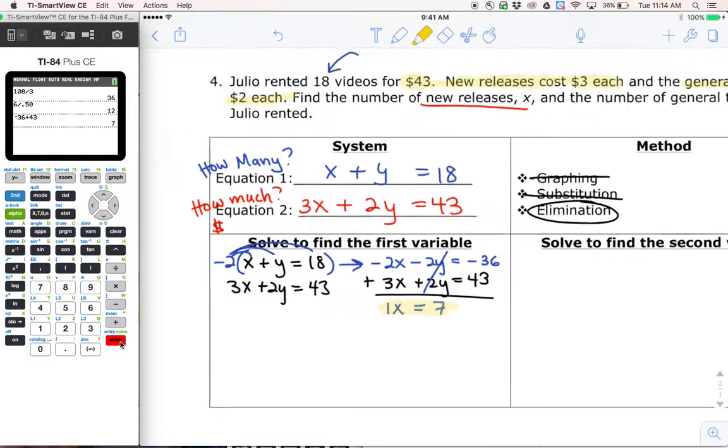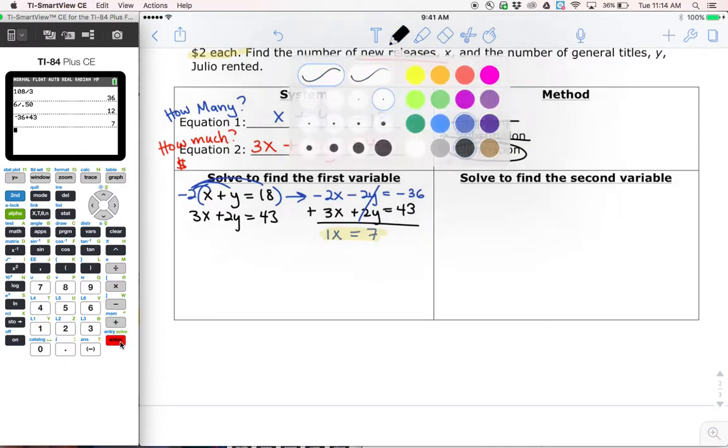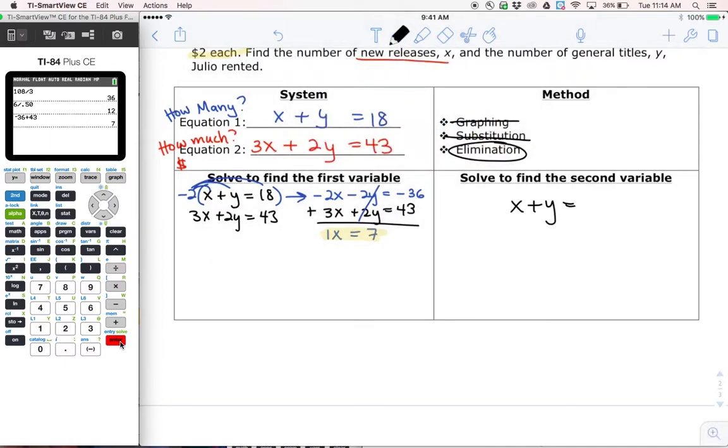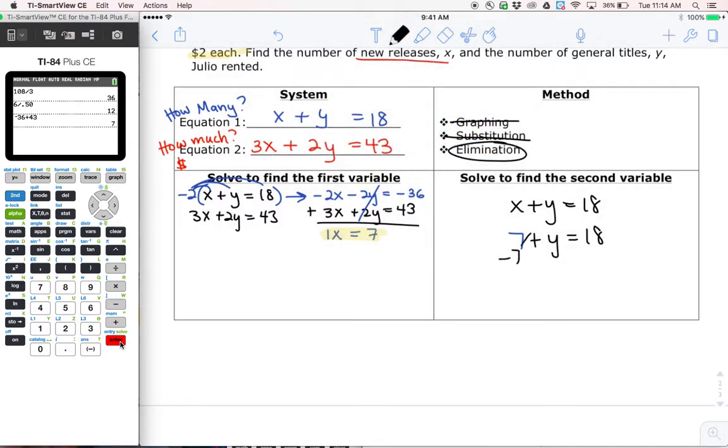Now let's go ahead and let's look at the next variable, right? Because I have to solve for both. My first equation that I used was a nice one. I had X plus Y equals 18. And I now know that X is 7. So if 7 plus Y equals 18, all I got to do is solve it. We're going to subtract 7 from both sides. And I get Y is equal to 11. So I've got 7 for X, and I've got 11 for Y. And those are my two answers.